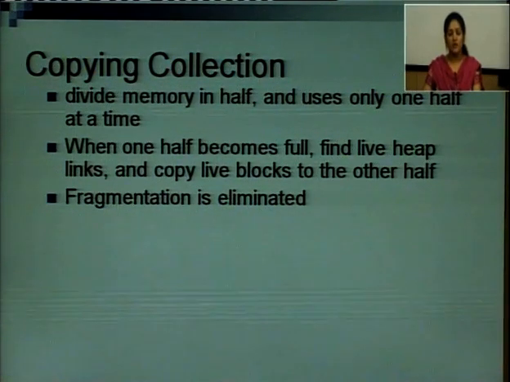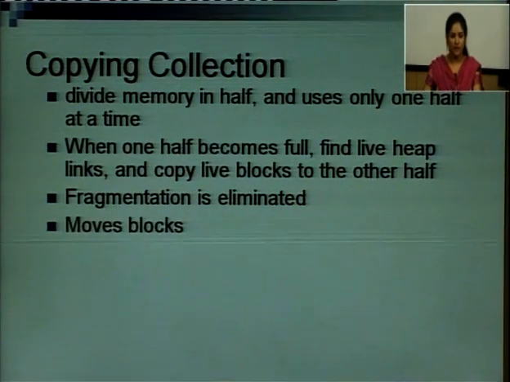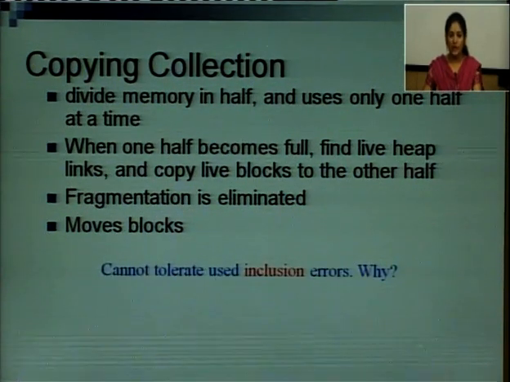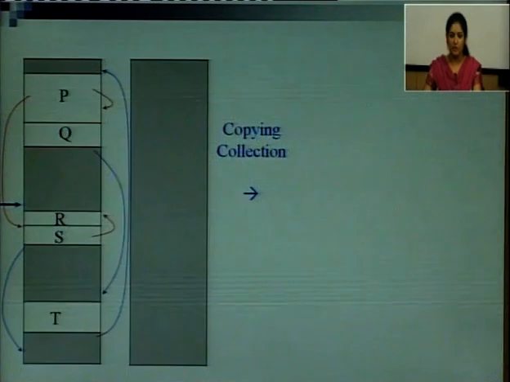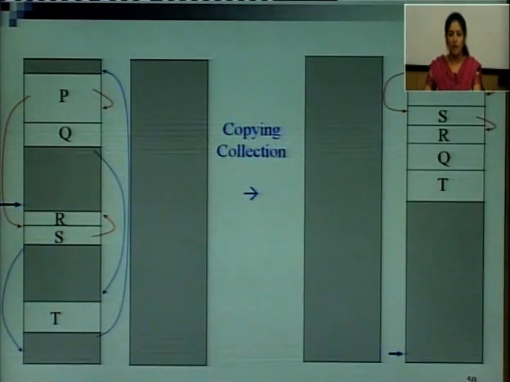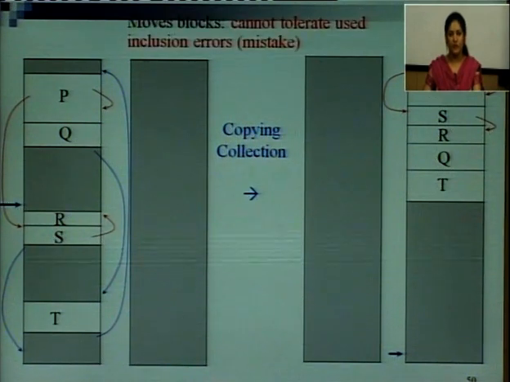Fragmentation means parts of your memory will be scattered here and there, and between those parts you may have free memory. Fragmentation is eliminated in copying collection. It will be moving blocks. It cannot tolerate inclusion errors. Why? Because a used variable will be mistaken as a link and hence modified. So, this is how copying collection will look.